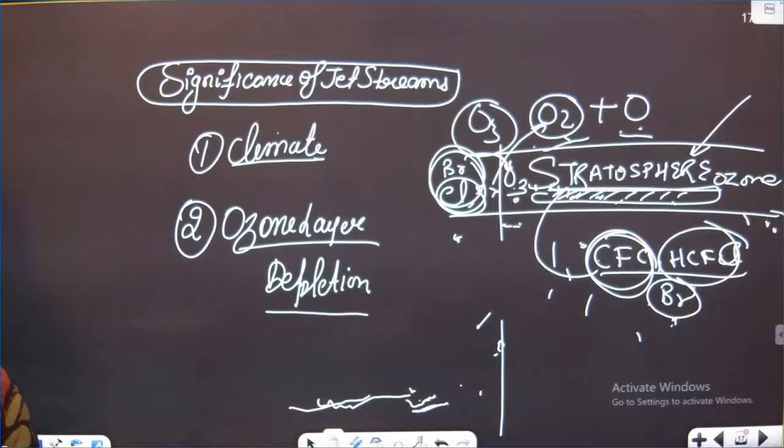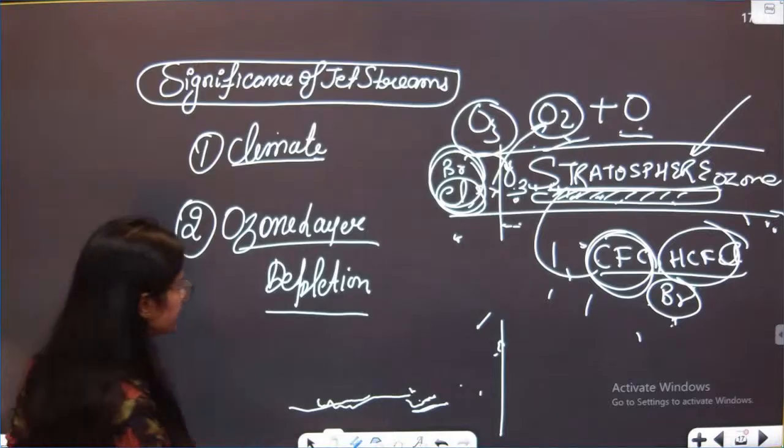So write down. Jet streams may transport ozone depleting substances.